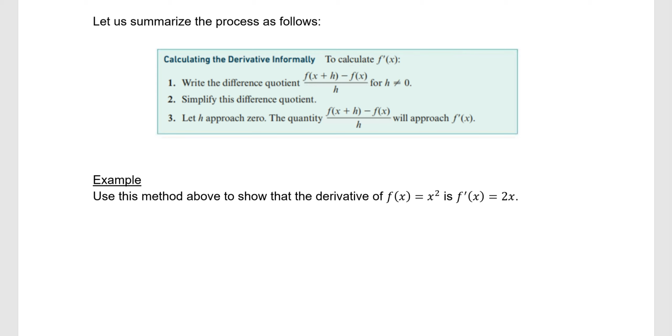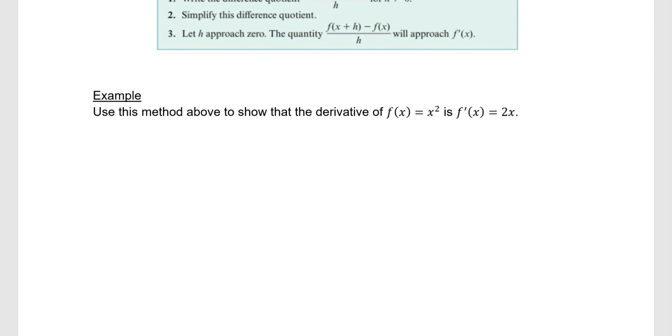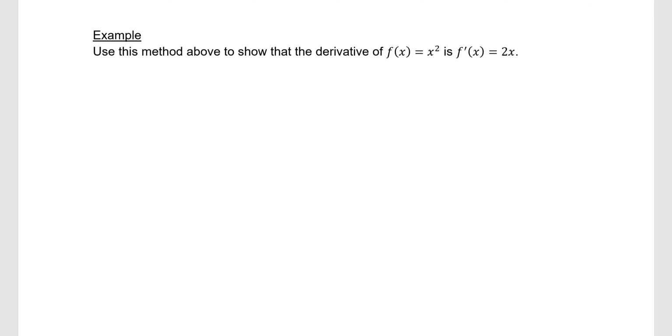And then we're going to plug in f of x plus h and f of x, and then we're going to simplify it. And you'll see how we do that in a second. And then we're going to plug in a 0 for h. That function that's left over is going to be f prime of x. So I think we only have one example because we'll be doing more of these in the next section. So let's use the above method to show that the derivative of f of x equals x squared is f prime equals 2x. So we know this based on the power rule, but let's do it the other way.